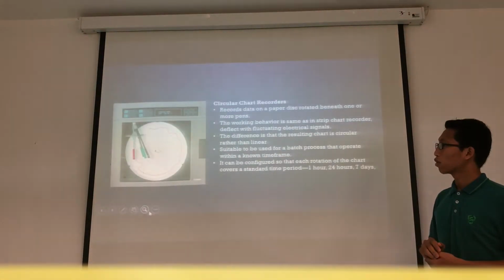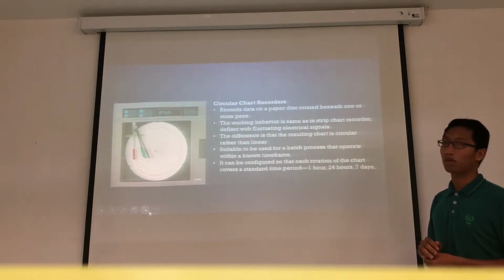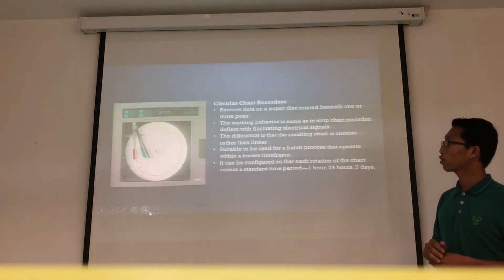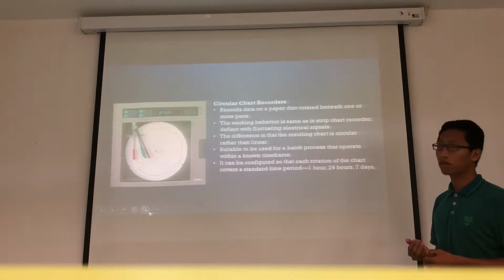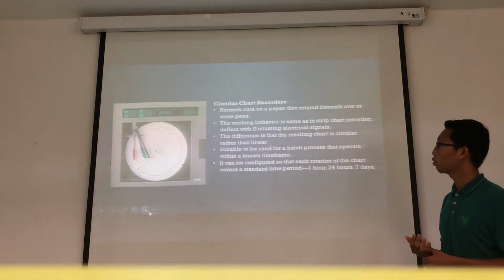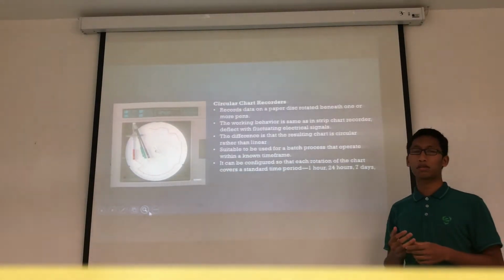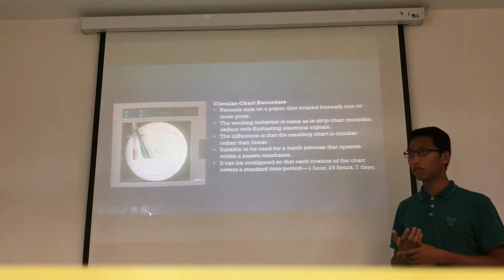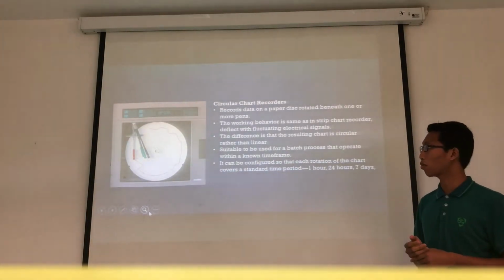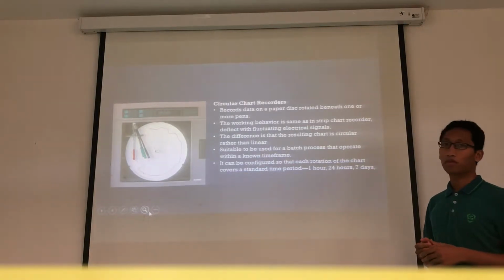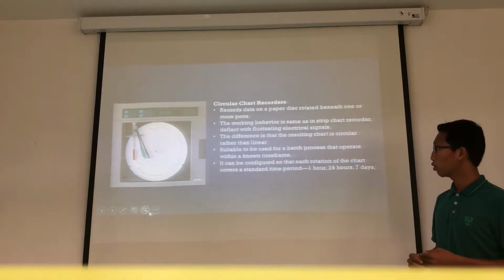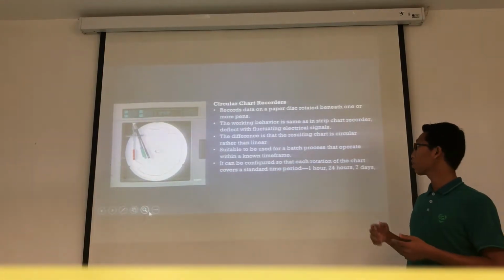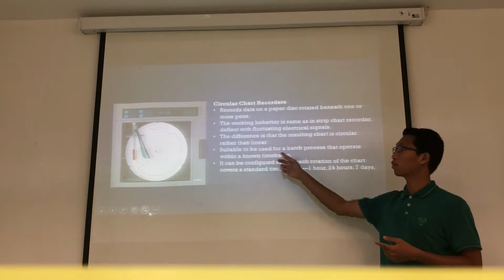So next, this is the circular chart recorder. A circular chart recorder consists of a paper disc rotated beneath one or more pens. The working principle is the same as the strip chart. When there is a signal change, the pen will deflect and record the data in the form of a chart. The difference between circular chart and strip chart is the resulting chart is circular rather than linear.